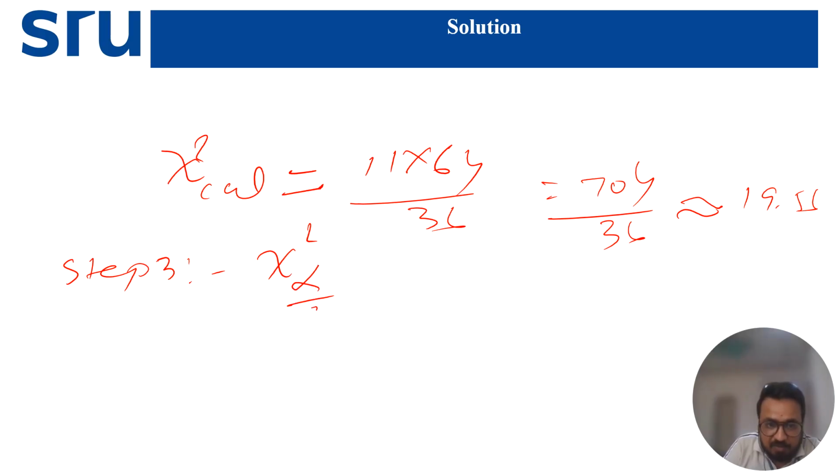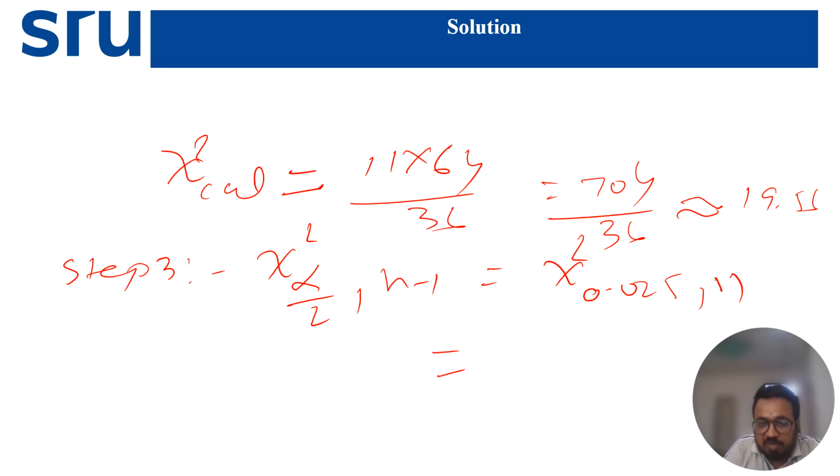Here it will be alpha by 2 because this is a two-tailed test, n minus 1. So this is chi-square alpha by 2, that is 0.05 by 2, so this is 0.025, and n is 12, n minus 1 is 11. So the value is chi-square 0.025, 11, which from the chi-square distribution table we can find is equal to 21.92.